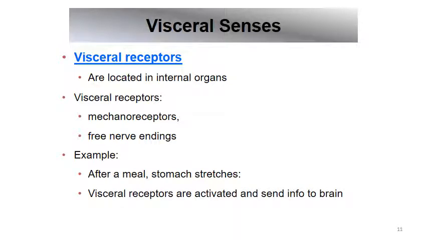The example that we can give here: after a meal, your stomach stretches because now there's food inside. And so we have these receptors in our stomach. These receptors pick up the stretching of the muscles in the stomach. Then this activates the stomach and causes contraction so that we can break down the food that we eat.